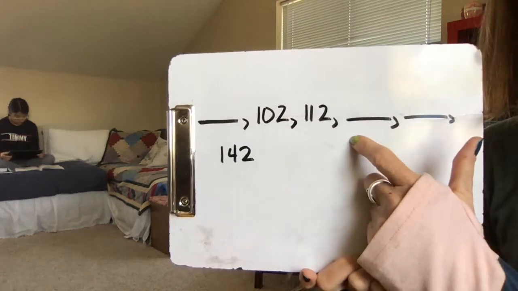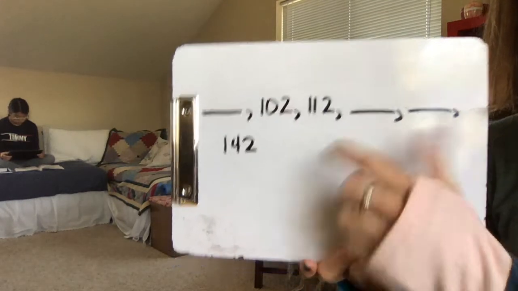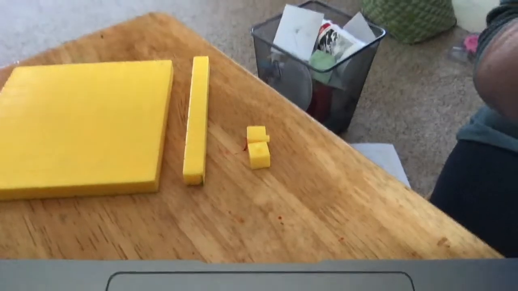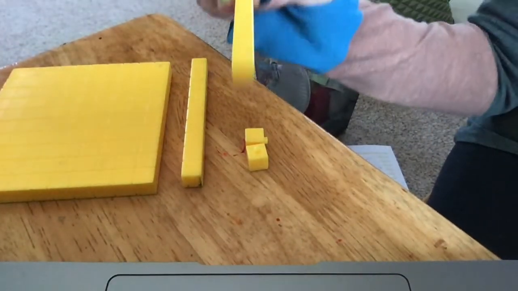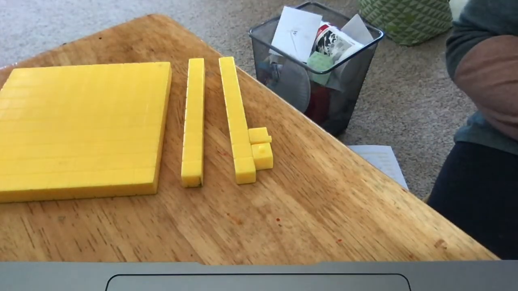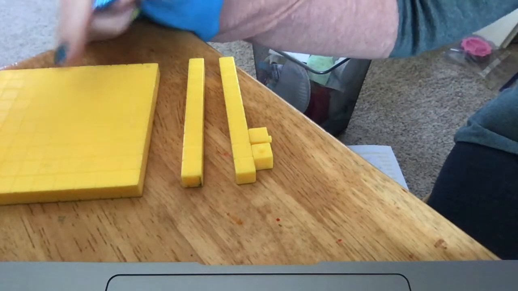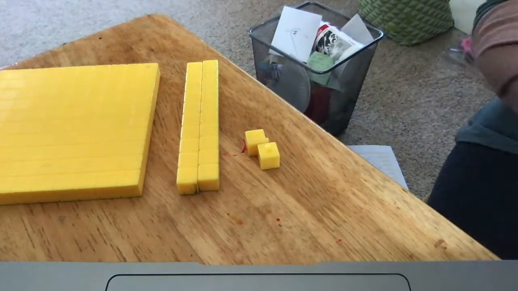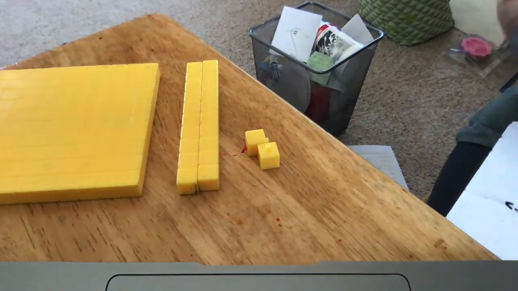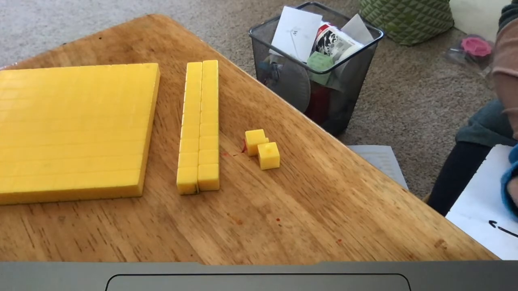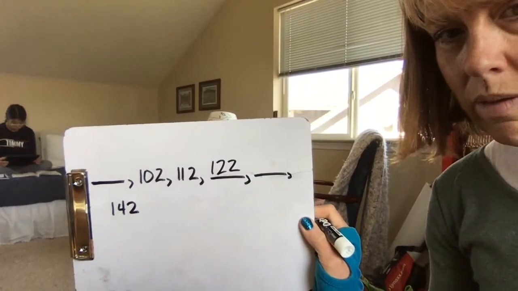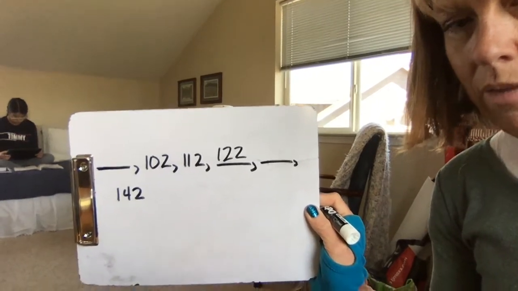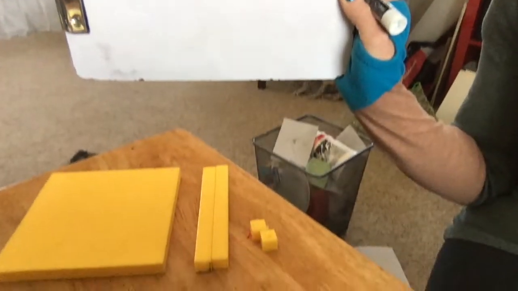How do I figure out the next number? 112. So what happens if I just keep using my longs and flats and I add 10 more? So now what do I have? 110, 120, 122. So now I can go to my board and write in 122, okay? Now if I want to add another long, because that would be adding 10 more, right?